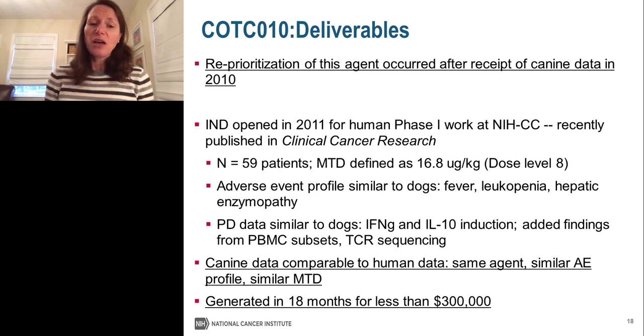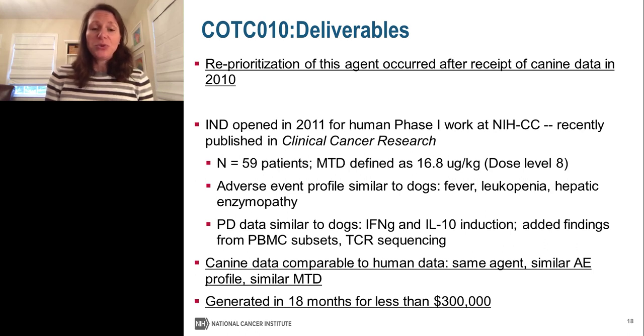Within that phase 1 trial, they had enrolled 59 patients and were able to identify the maximum tolerated dose as 16.8 micrograms per kg, and that occurred at dose level 8. And just as a reminder, we identified the MTD in dogs to be 25 micrograms per kg at dose level 2. And so very similar MTD between human and dog. And in fact, the dog might have a slightly higher MTD. Hard to say with the number of patients that we enrolled, but I would definitely say that at dose level 2, this was an extremely well-tolerated drug in the dog.